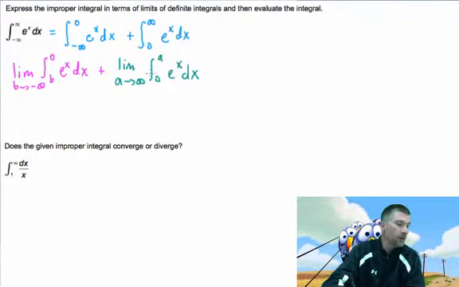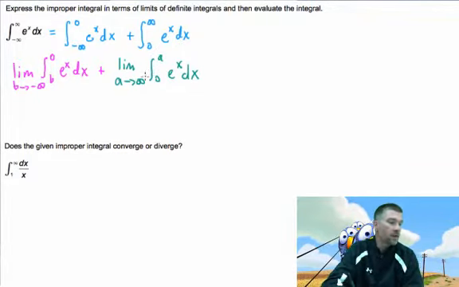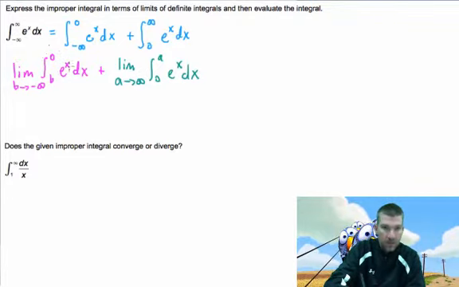All right. Now, when we try and solve these guys out, we've got some different things going on. So I don't know exactly how this pink limit works out, but what I do know is that when I integrate e to the x, I'm basically looking at the integral of e to the x evaluated from b to 0.